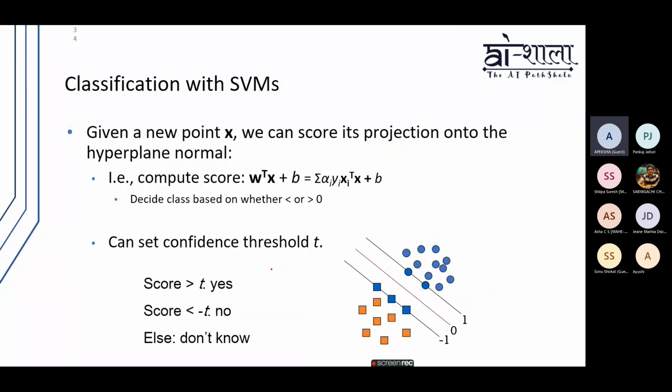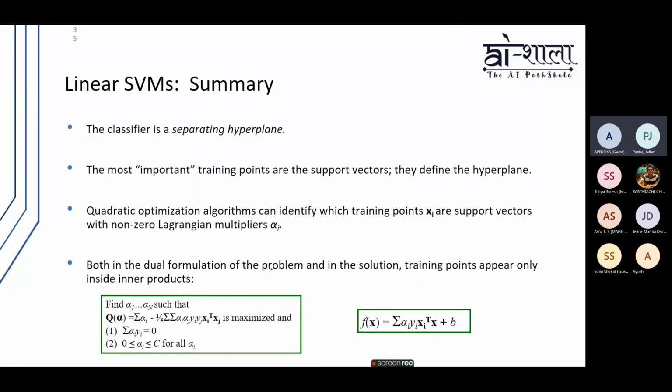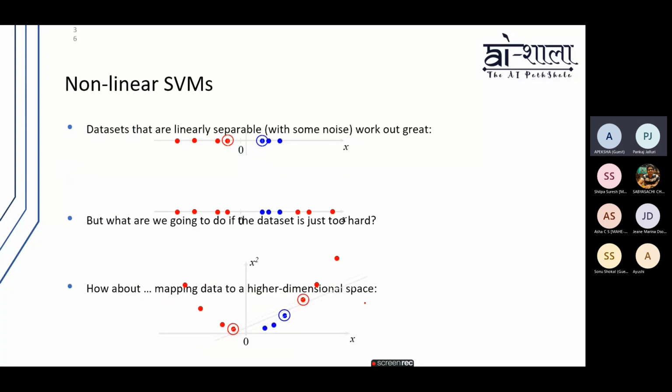So this is all about the classification. Now I hope the point is clear. This is a summary of separating it with a hyperplane, and this is the final set of equations that you get if you solve it using SVMs. Now there is linear and non-linear SVM. So this was the linear SVM.